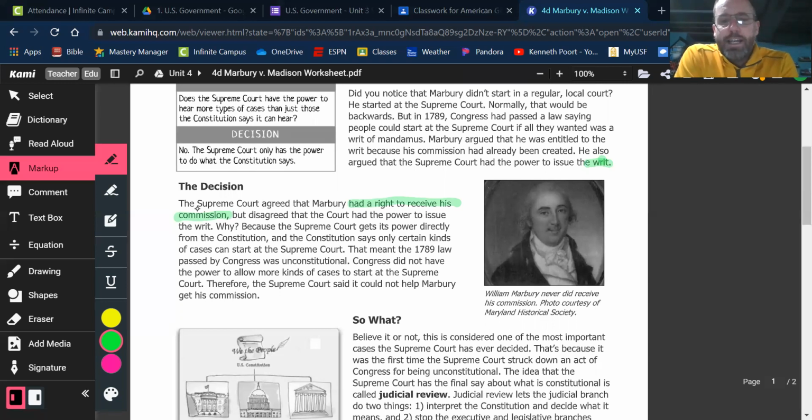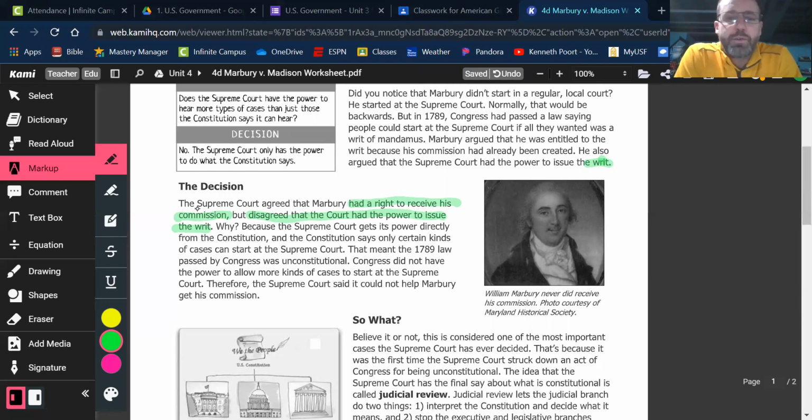So the court said, yes, we do believe that he should receive his commission, but they said the court does not have the power to do that, all right? So this is kind of interesting because the Supreme Court could have taken on a lot of power if they would have said, yeah, we have the power to do that. It probably would have turned into a big problem because then the Supreme Court would eventually probably have been looked at as abusing its power.